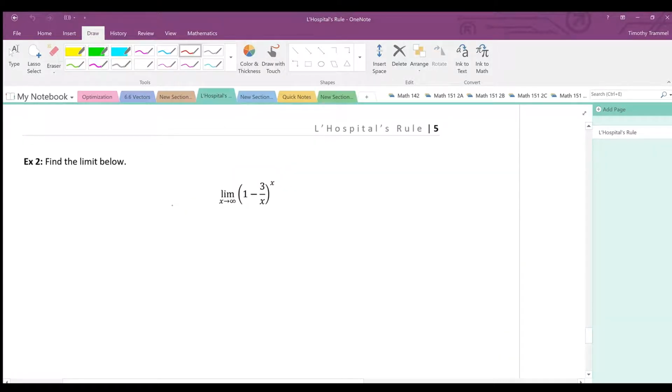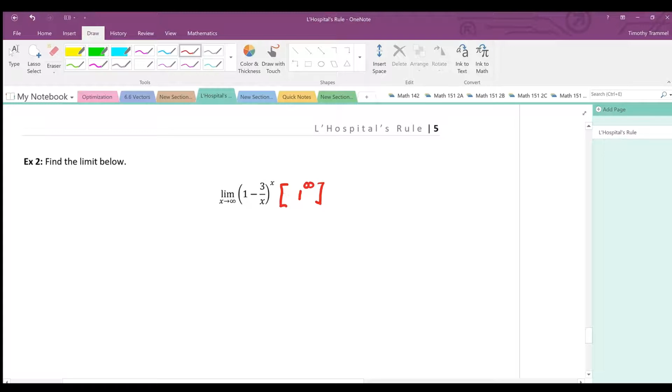We are on to our last example here using L'Hopital's rule. Let's first figure out what form this limit is in. If we were to let x go to infinity, then this 3 over x would go to 0. So the stuff in the parentheses is just going to approach 1, while the exponent up here is going to continue to grow without bound. So the form of this limit is 1 to the infinity.